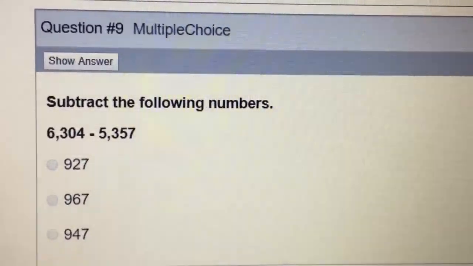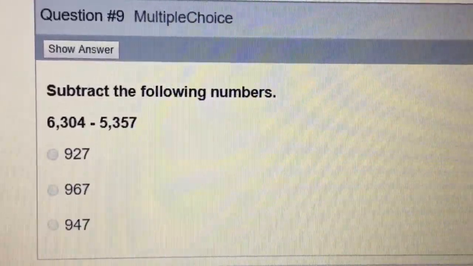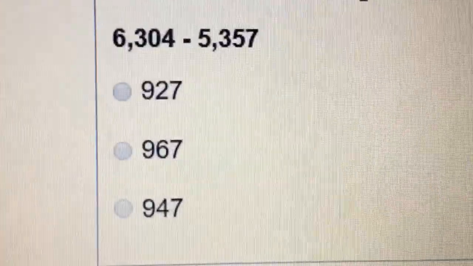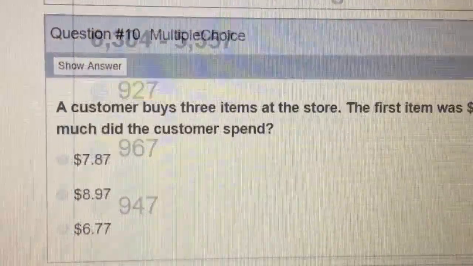Subtract the following numbers. 6,304 minus 5,357. Work it out on scrap paper and figure out the correct answer. They're all very close, so you know that you have to regroup. Don't be tricked.